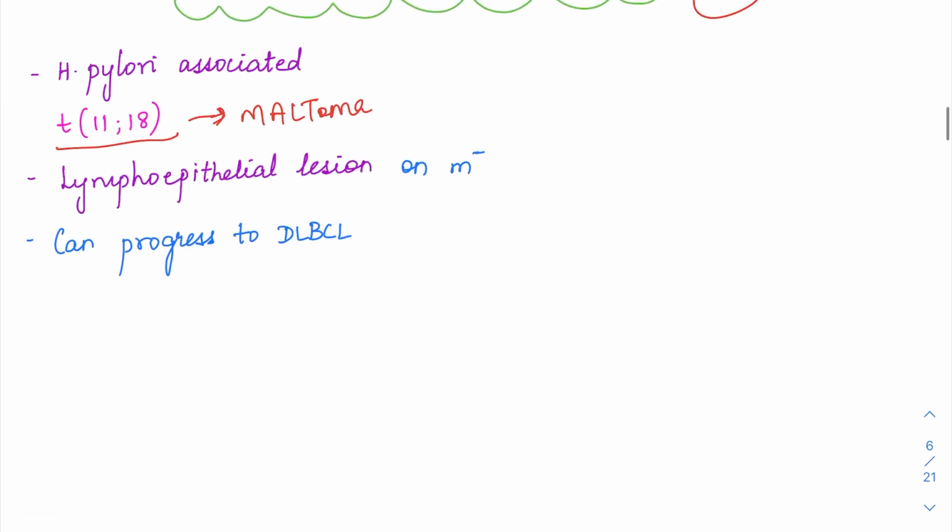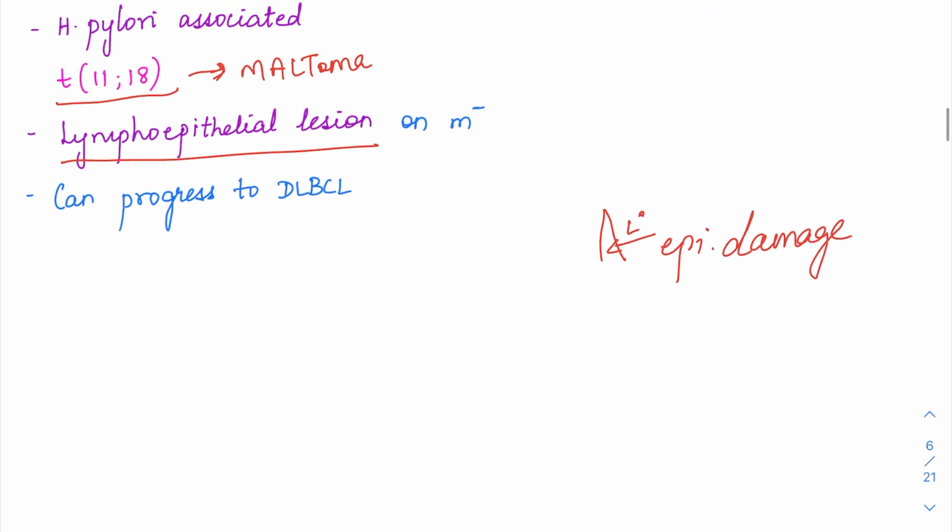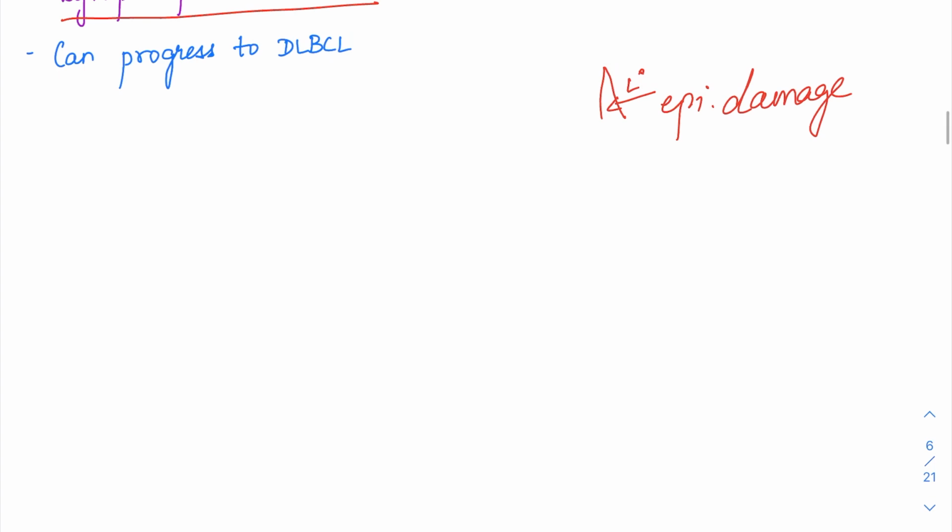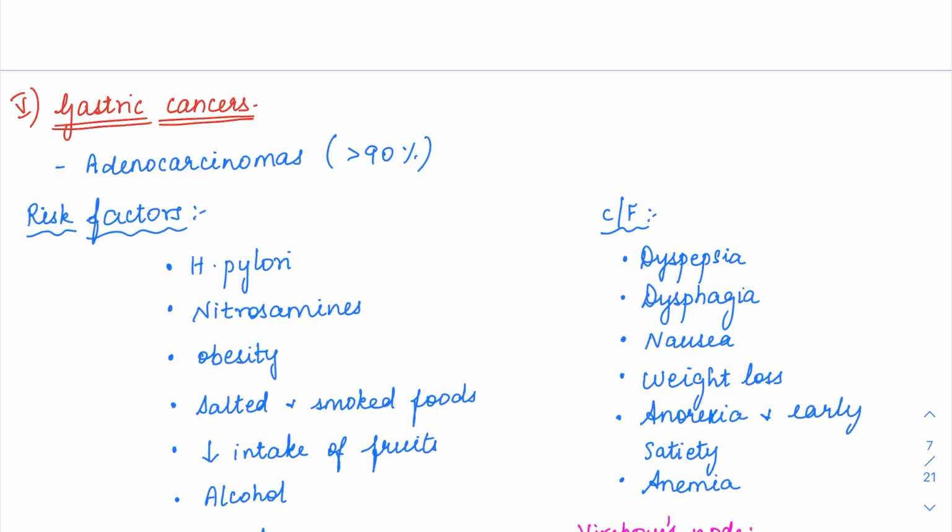Then microscopically, maltoma will have lymphoepithelial lesions. These are nothing but the enterocytes being invaded by the lymphoma cells, that is the lymphocytes. So the lymphoma tumor cells will invade the epithelium and cause epithelial damage. This is what is called a lymphoepithelial lesion, which is a classical feature we see in maltomas. And usually maltomas are quite low grade tumors, but they can progress on to a high grade tumor like a DLBCL.